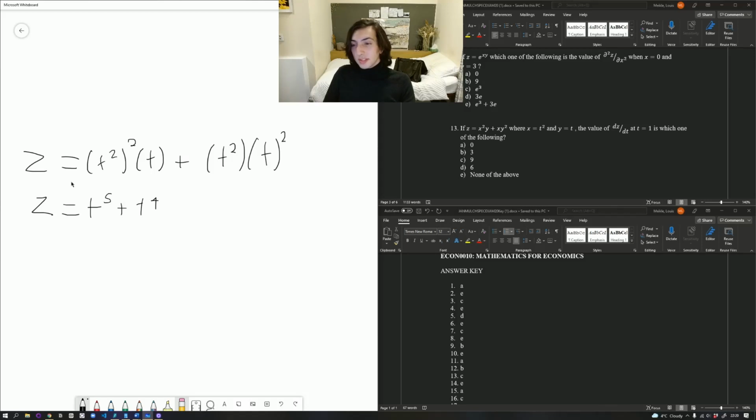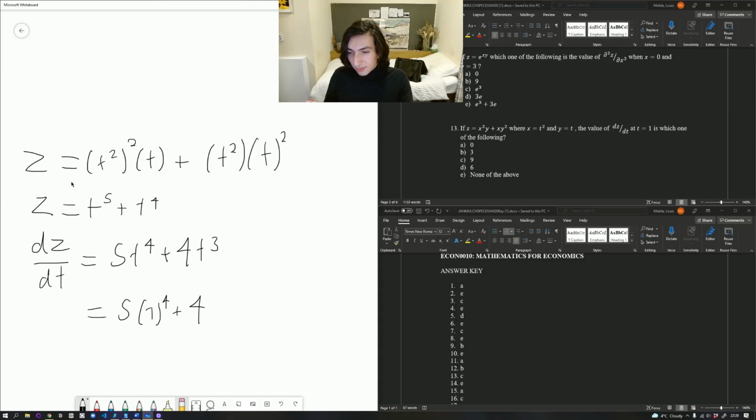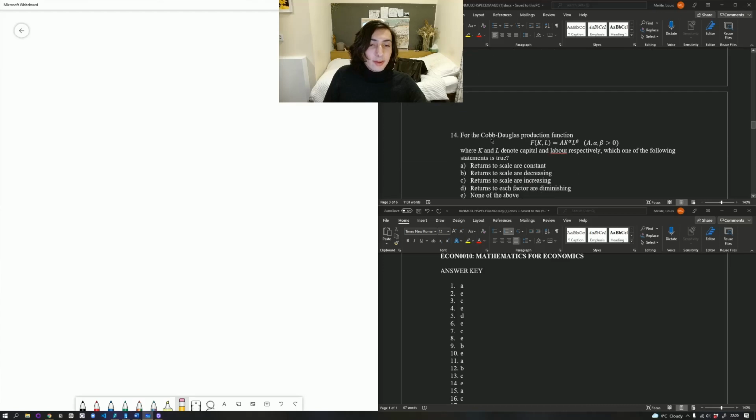Now, what's the derivative relative to t? So we do dz/dt, and this is simple derivatives. I expect you guys to get this: 5t to the power of 4 plus 4t to the power of 3. Now, if t is equal to 1, fairly simple, right? 5 times 1 to the power of 4 plus 4 times 1 to the power of 3 simply equals 9. And there you go. It's also 13c there, it tells you. What do you know?